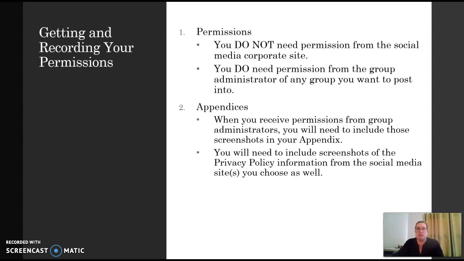So go into terms and conditions, go in and look at anything that talks about privacy of the users of the social media sites. Screenshot that and include that in your appendix so that you are fully aware of what the rules and guidelines are from the social media corporate perspective.